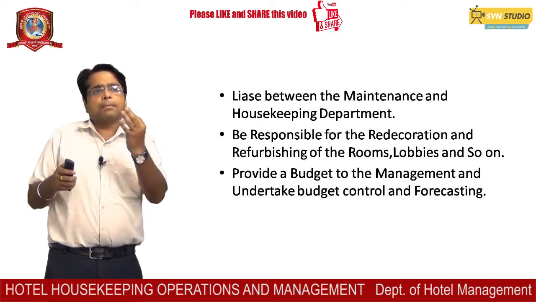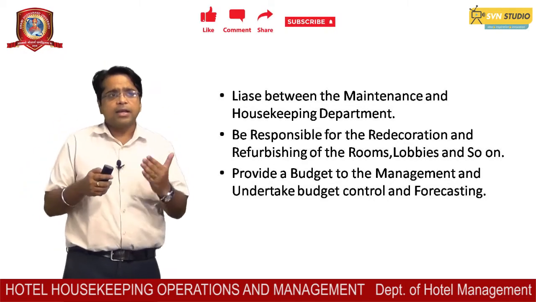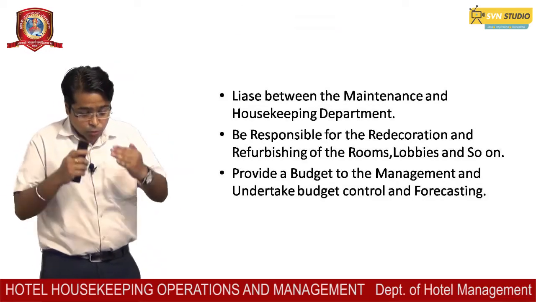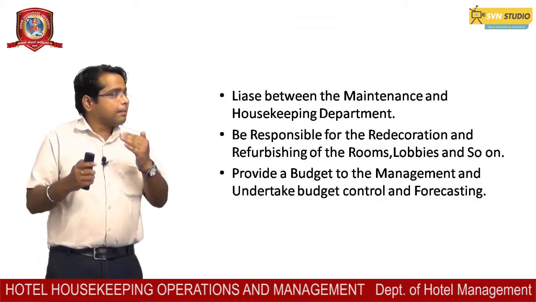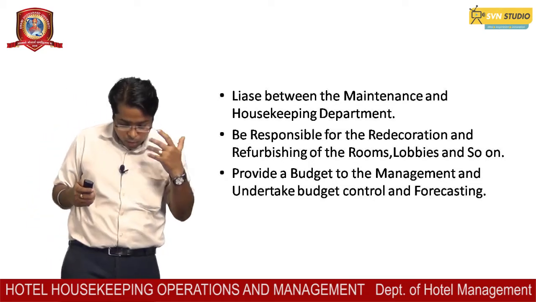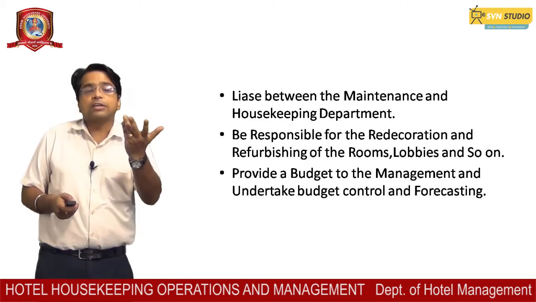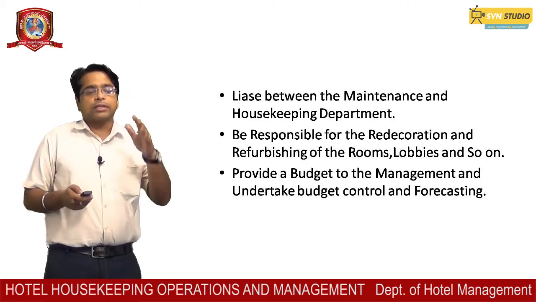He has to plan a budget for that particular housekeeping department, for the management, and undertake budget control and forecasting. So he has to do all that task for that department, because he is the executive housekeeper, he is the head of the department, he is the boss of the department. So he or she has to perform all that task for that particular department.